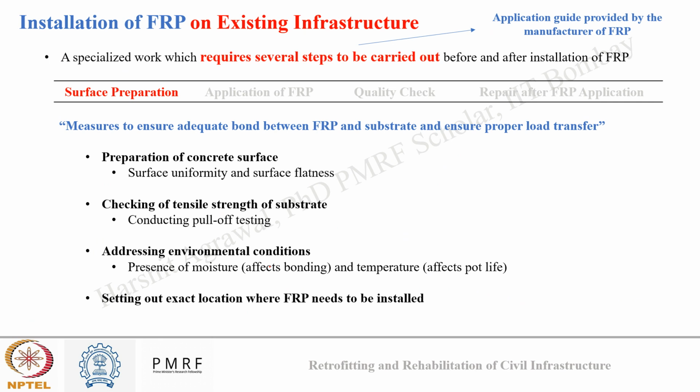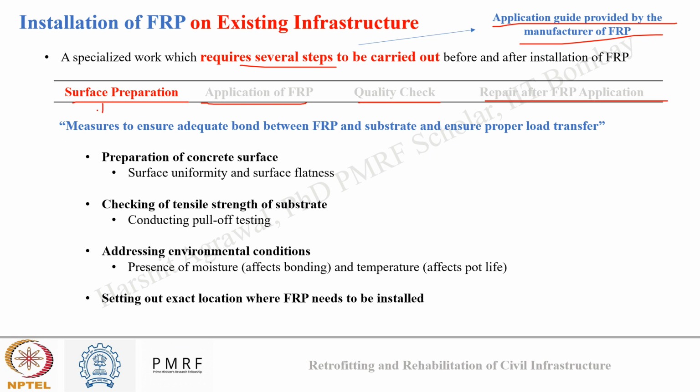Installation of FRP on existing infrastructure is specialized work which requires several steps to be carried out before and after installation of FRP. Now, who decides these steps? These steps are decided by the application guide provided by the manufacturer of the FRP. And what are these steps? They are majorly classified into four categories: the surface preparation of the existing infrastructure, application of FRP, quality check, and repair of FRP after application.